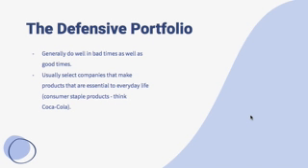The defensive portfolio, on the other hand, generally does well in bad times as well as in good times. So in those economic recessions, such as in 2008 and the Great Depression. So the defensive portfolio usually selects companies that make products that are essential to everyday life. So think consumer staple products, and a great company is Coca-Cola. And these consumer staples, these commodities, are usually pretty steady even in times of recession.